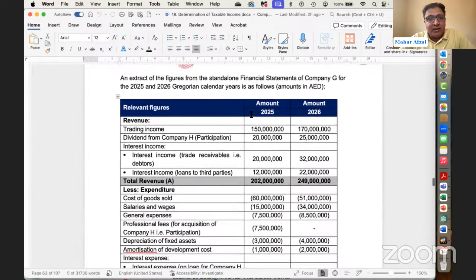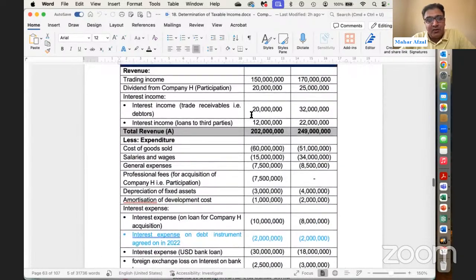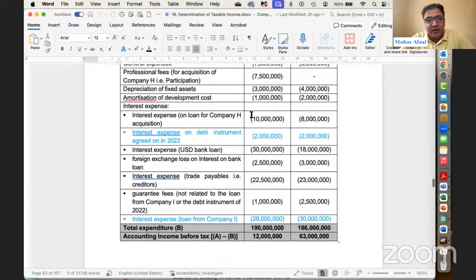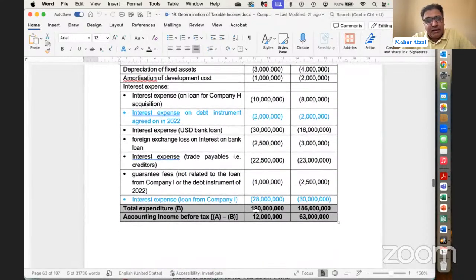They're asking to calculate the taxable income. Again, they have given the revenue profit and loss account. I will calculate for the first year; you can calculate for the second year. So for the first year, what is your accounting income? 12 million is the accounting income. This is the profit. Interest on the loan from company I, as we already discussed, is taken from a related party and used to pay the dividend. The related party from which we are taking the loan is not subject to tax at least 9%, so we cannot claim this.